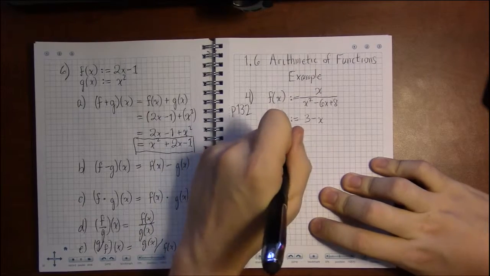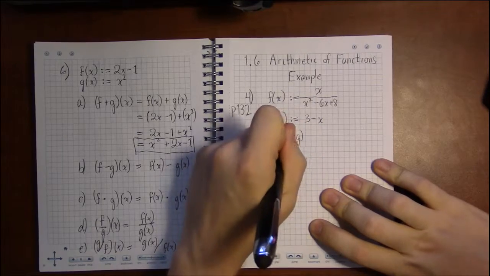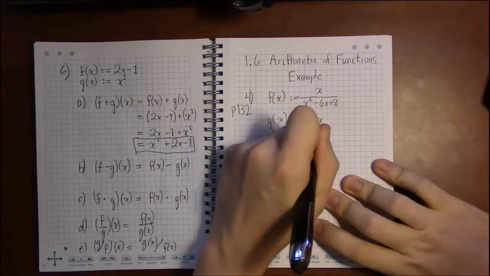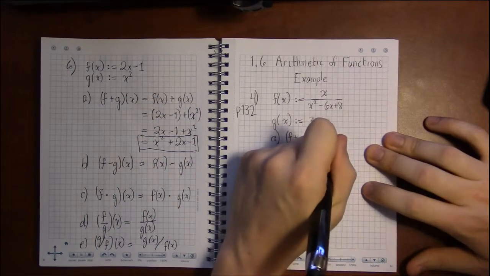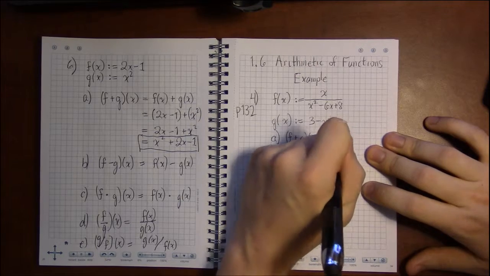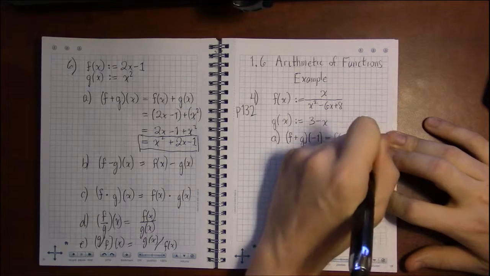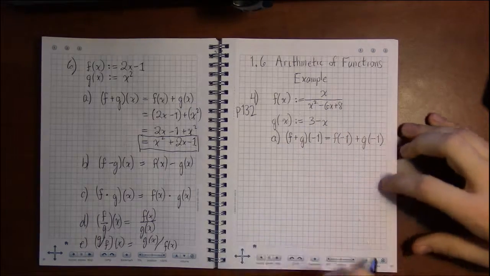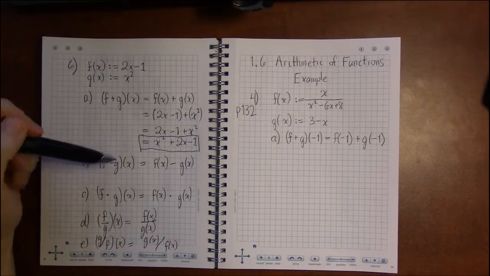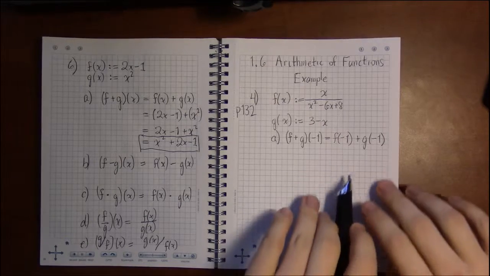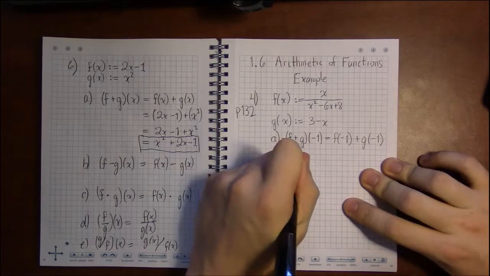For part A, we look at f plus g at minus 1. And for this, we just look at f of minus 1 and then add that result to g of minus 1. Now, if you didn't like the way I was doing it here, there's a slightly different way you can run these examples. It's really only different in the way it looks.